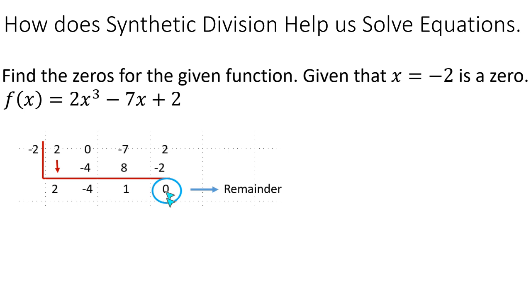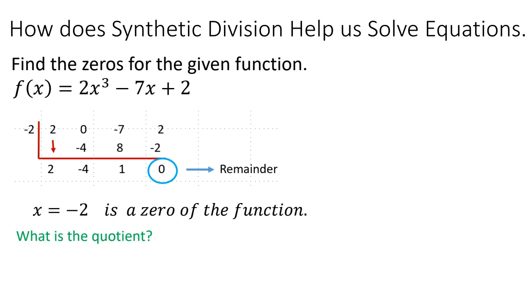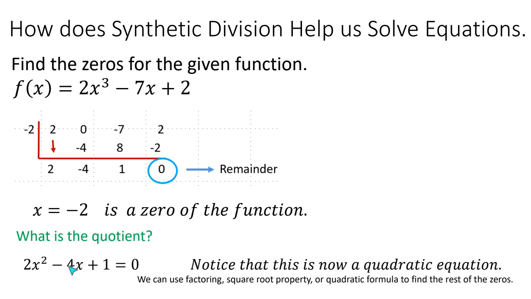But the important thing now is that if you get the quotient, since we had an x cubed, you're going to start with an x squared. So 2x squared. And let me go ahead and write the quotient. So 2x squared minus 4x plus 1.